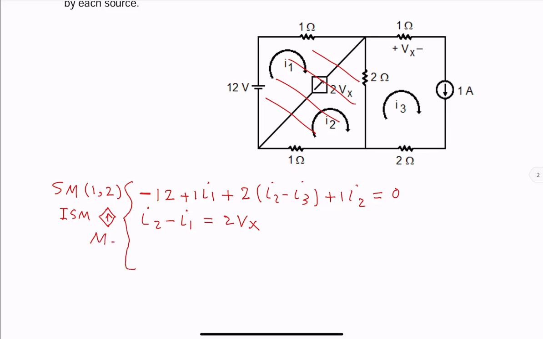Mesh 3, as I mentioned, current source on the outer loop. It just gives us the mesh current. It tells us I3 is 1. And finally, we have an extra unknown here, Vx. Let's find it. Vx is defined on the top right across the 1 ohm resistor. So that's equal to 1 times I3.